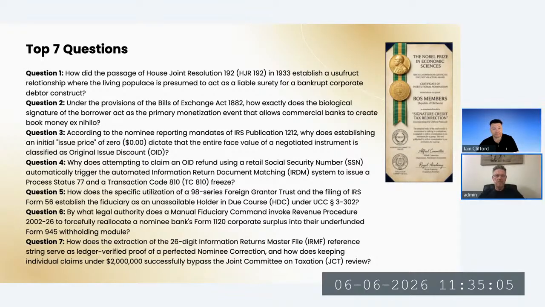Okay, and the final question, Iain, is how does the extraction of the 26-digit information, or the IRMF reference string, serve as ledger verified proof of a perfected nominee correction? And how does keeping individual claims under $2 million bypass the Joint Committee on Taxation reviews?